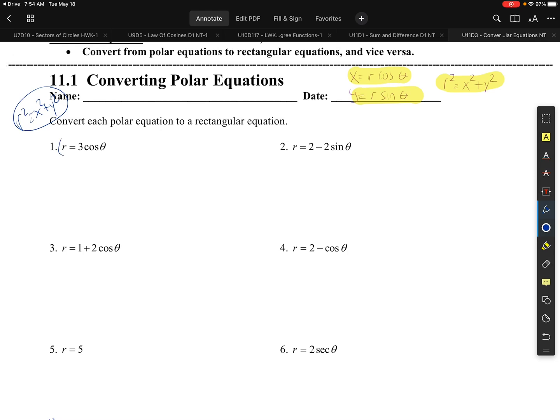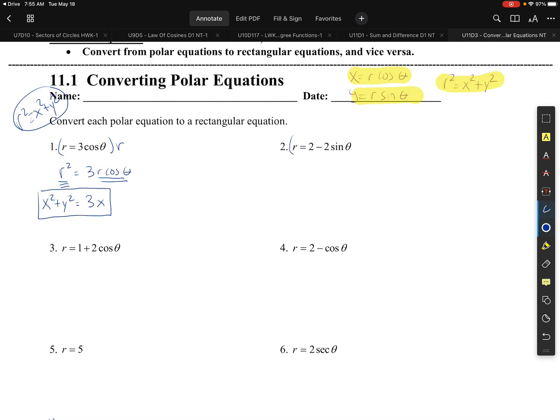So what can we do with problem 1? We can multiply everything by r. By doing that, we have r squared equals 3r cos theta. There's our first piece, r squared, which is x squared plus y squared. There's our second piece we're looking for: r cos theta is x. So our rectangular formula is x squared plus y squared equals 3x.